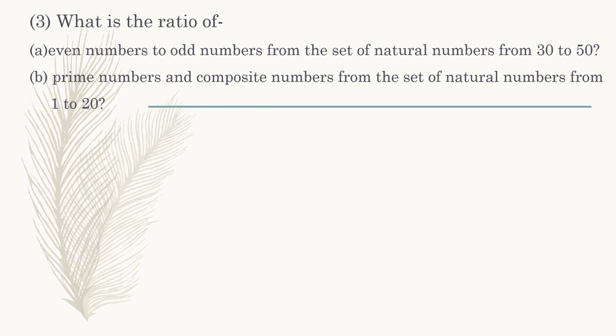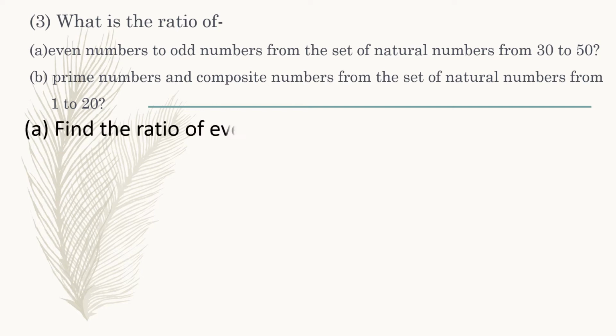Question number 3. What is the ratio of A. Even numbers to odd numbers from the set of natural numbers from 30 to 50? B. Prime numbers and composite numbers from the set of natural numbers from 1 to 20. Let us solve part A.